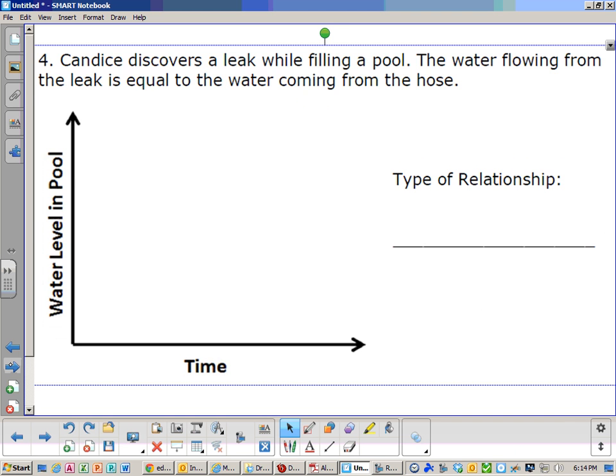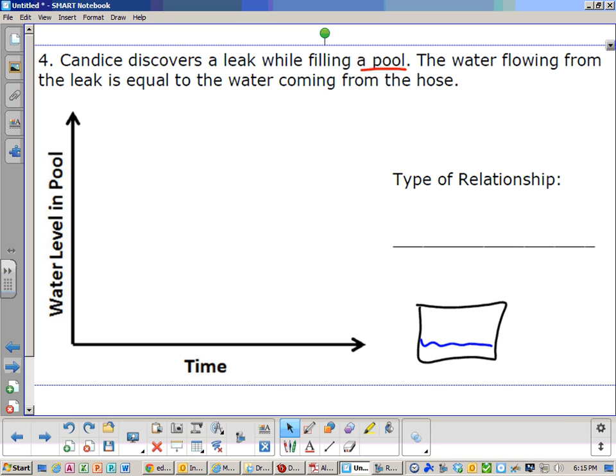Look at number 4. Candice discovers a leak while filling a pool. The water flowing from the leak is equal to the water coming from the hose. So, just give you a clue. We have a pool, right? And I'm going to go ahead and assume that there's water in it. They never said it, but I'm just going to go and say we have a pool and there's already water in it. Let's say about like right here, right?